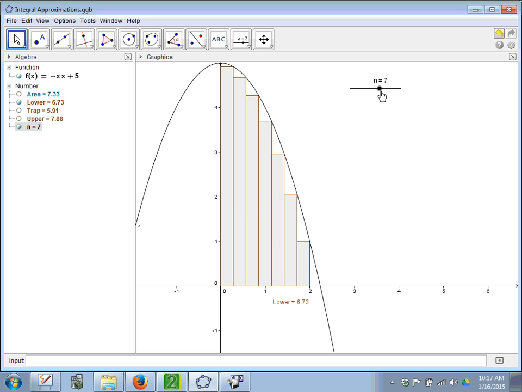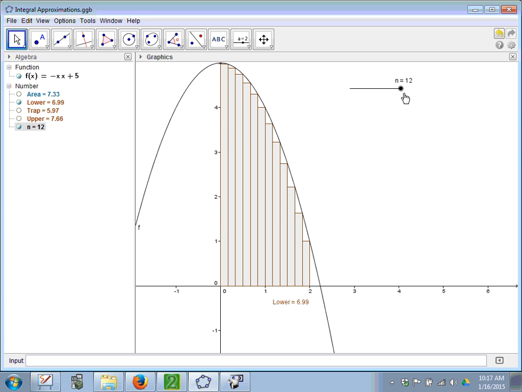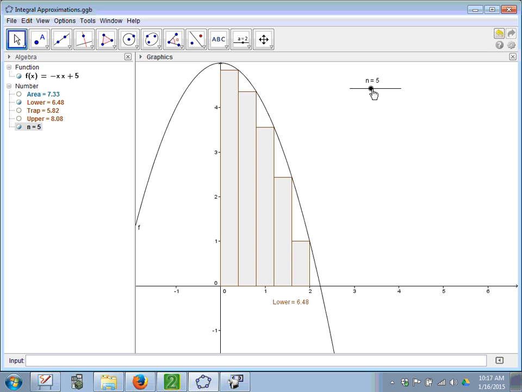What if I increase the number of rectangles? Oh, you're going to get closer. Is that closer to the area? Yeah. What if the number of rectangles approached infinity? Doesn't that become the area? So that's actually the last objective. The last objective said approximate the area using limits to infinity. Well, as the number of rectangles goes to infinity, we actually find the area. But for right now, we're going to approximate using rectangles.